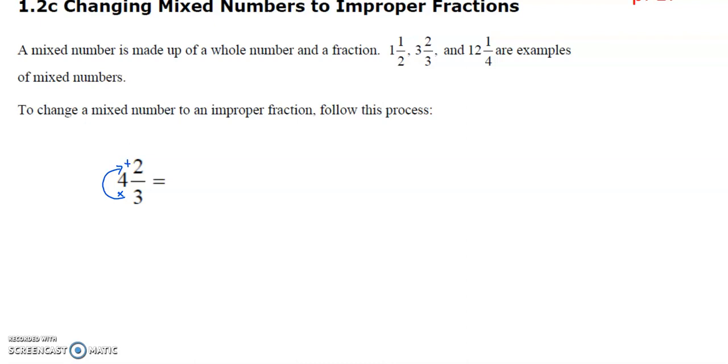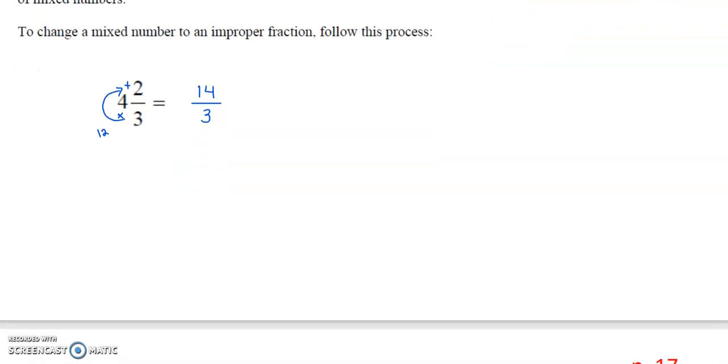So our C method goes from the bottom up. 4 times 3 is 12, plus 2 is 14. And just like we learned in the last section, the denominator doesn't change. The denominator stays as 3. So 4 2/3 becomes 14 over 3. When we changed improper fractions to mixed numbers, we did division. When we changed mixed numbers to improper fractions, we are multiplying and adding. Okay? So let's take a look at the do together.